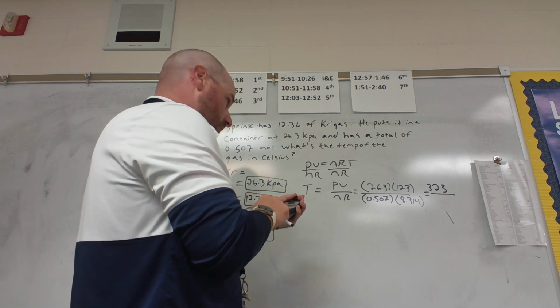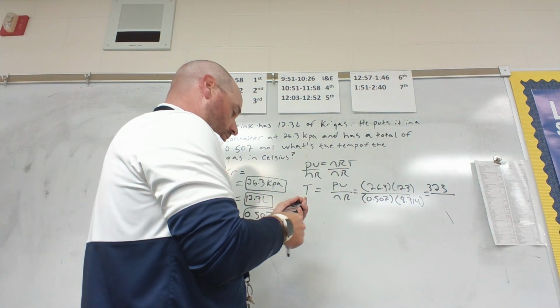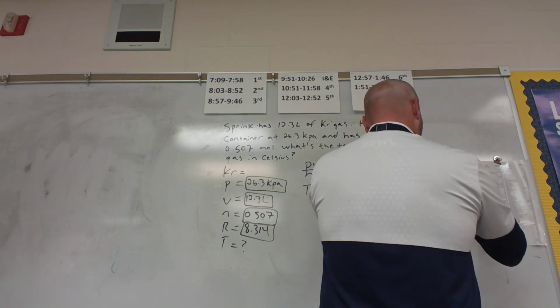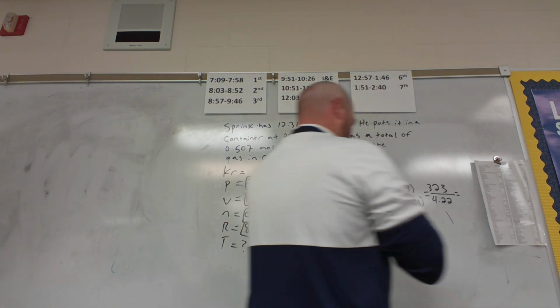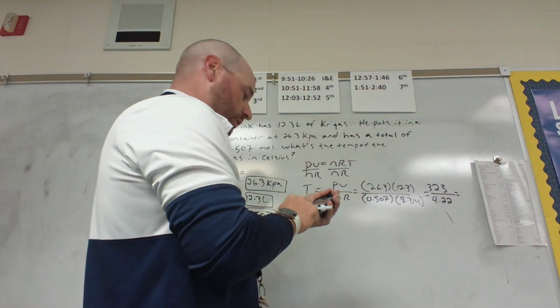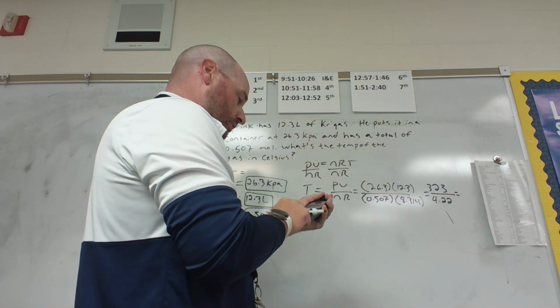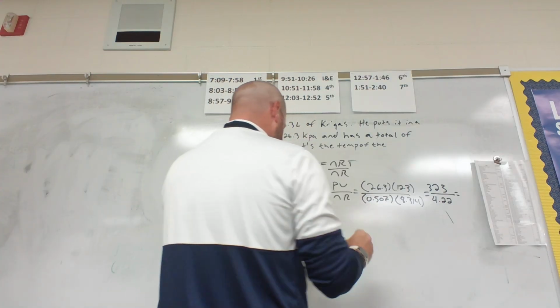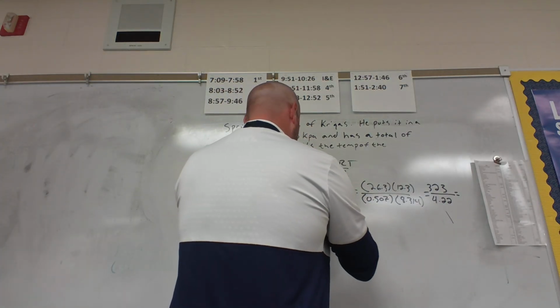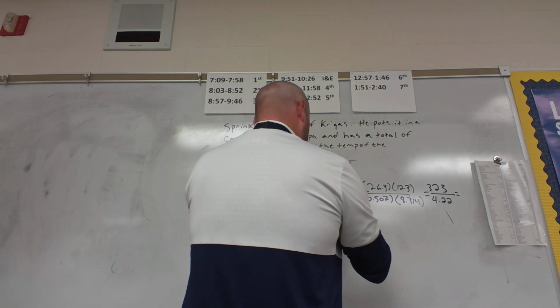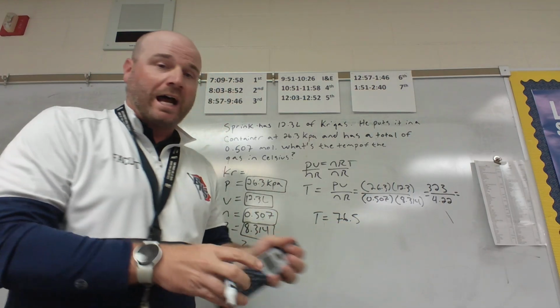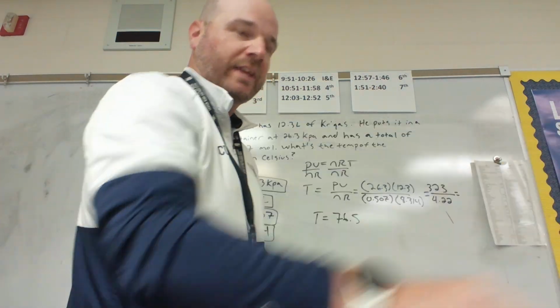8. All right, that's going to be divided by 4.22. All right, 323 divided by 4.22. Okay, and that's going to give me a temperature of 76.5.